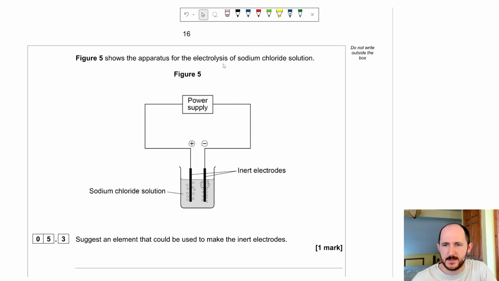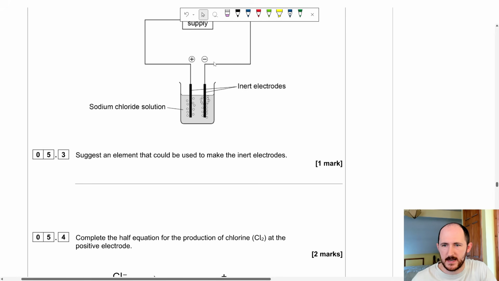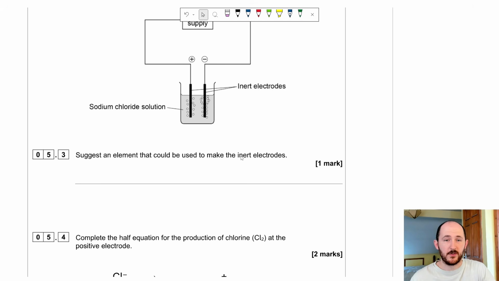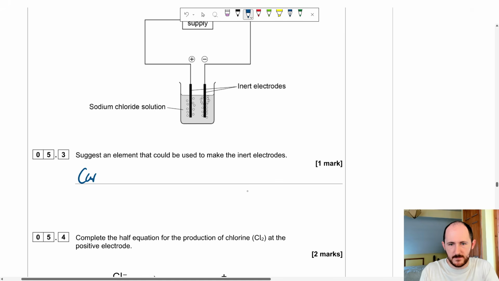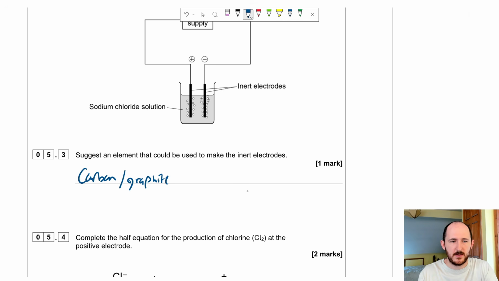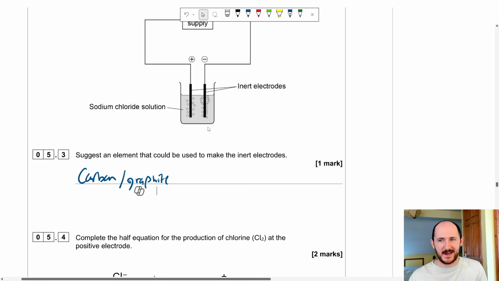Figure 5 shows the apparatus for the electrolysis of sodium chloride. So we have a positive and negative electrode, all that stuff. It says inert electrodes. Suggest an element that can be used to make the inert electrodes. Again, the key thing here is when they're inert, it means that they are not going to react. So we're not producing anything else, because that kind of defeats the purpose of separating something if you're just going to bond it to something else. The common one is carbon. You can also say graphite, but graphite is made out of carbon, so potato, potato. But also you're allowed to say any other kind of non-reactive substance like platinum, gold, or silver. But again, carbon or graphite is the most common because it's far cheaper than having platinum electrodes.